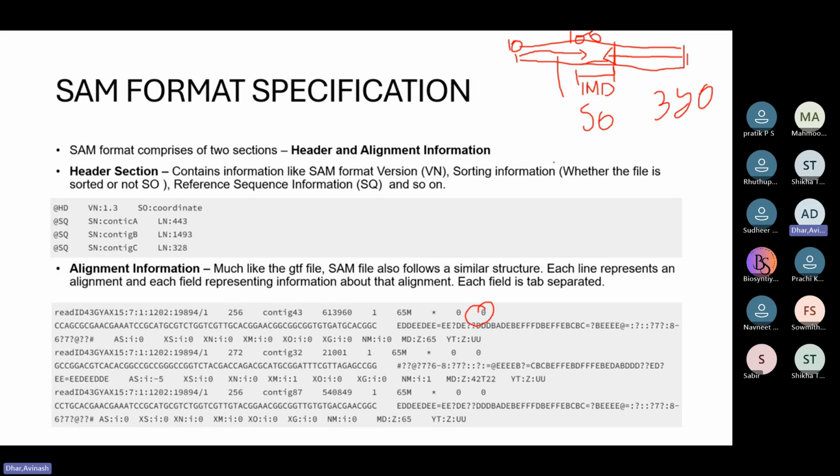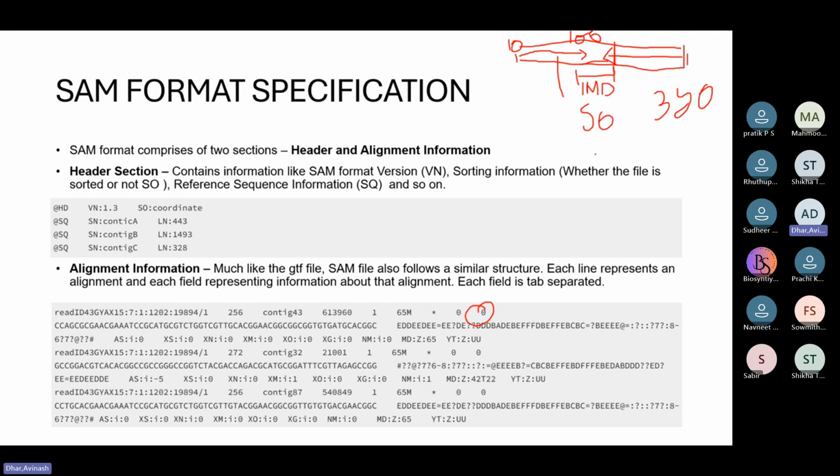Does that make sense? Is it clear? So, based upon the example you have given, if we have 100 read 1 and 100 read 2, and a template length of 350 base pairs, that means the inner mate pair distance should be around 150. Yes, got it.